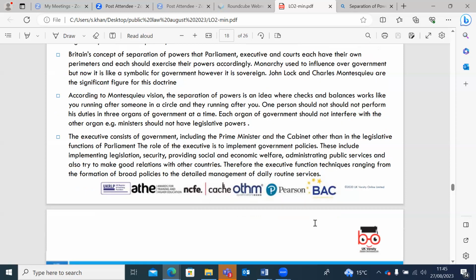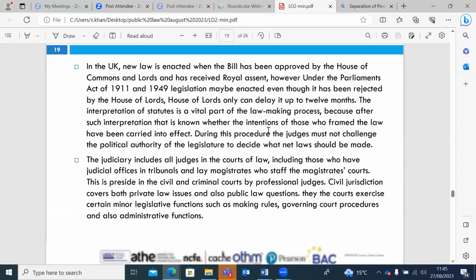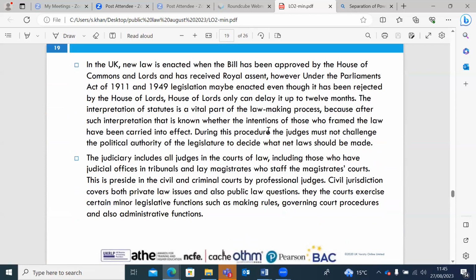daily routine services. In the UK, new law is enacted when the bill has been approved by the House of Commons and House of Lords, as we mentioned, through looking at the procedure earlier, and received royal assent. However, under the Parliaments Act of 1911 and 1949, legislation may be enacted even though it has been rejected by the House of Lords. House of Lords can only delay it for up to 12 months.